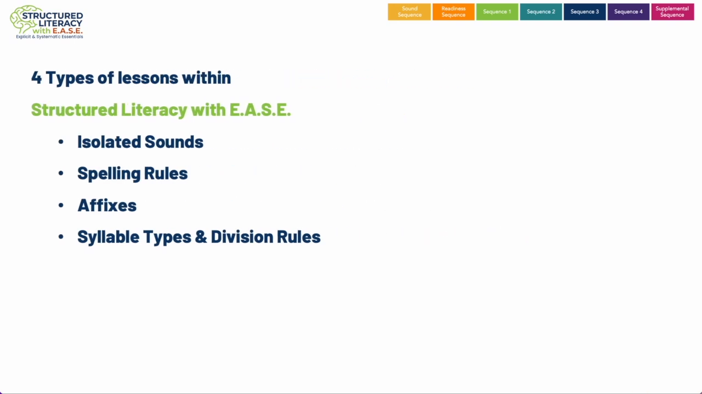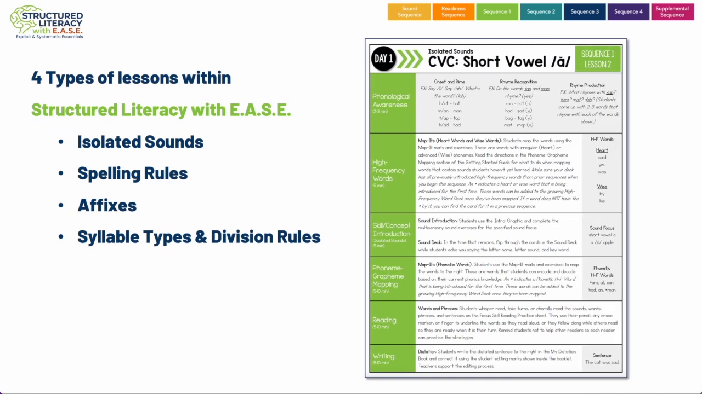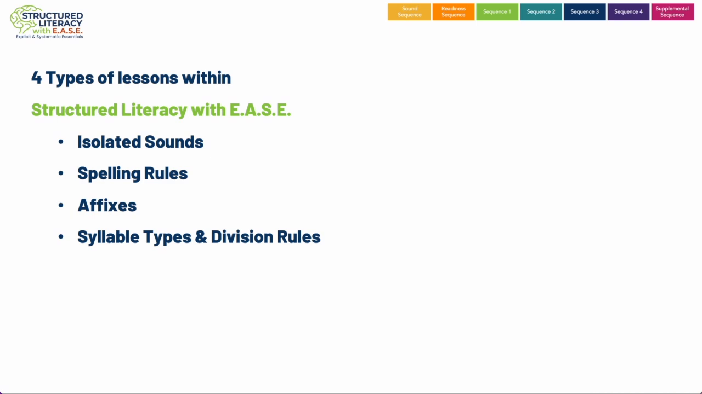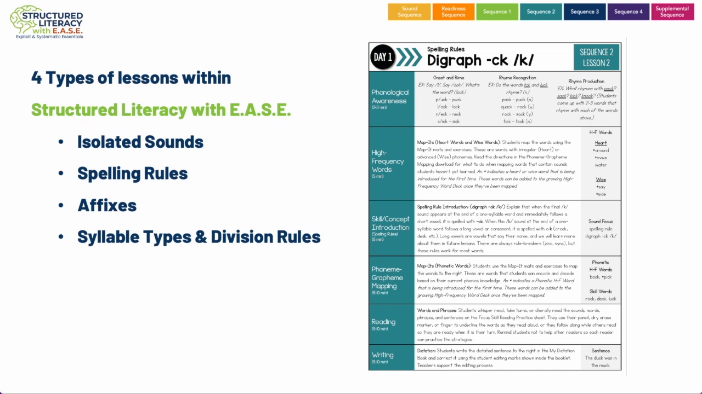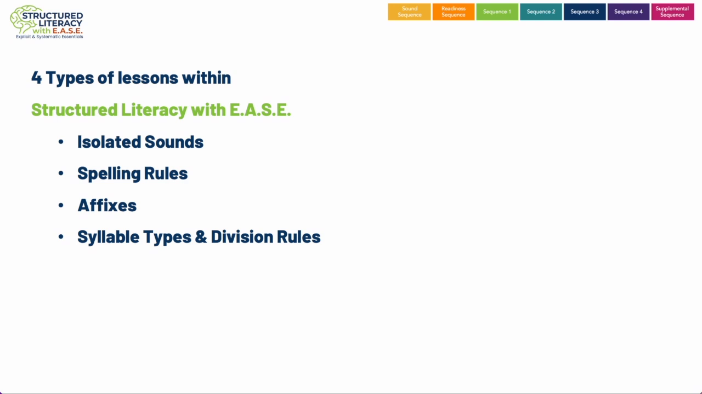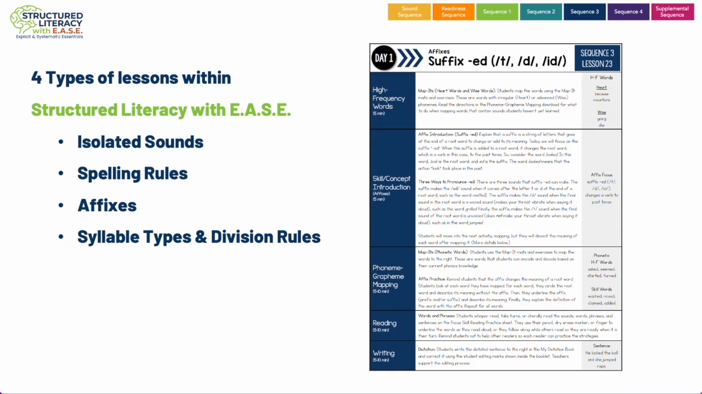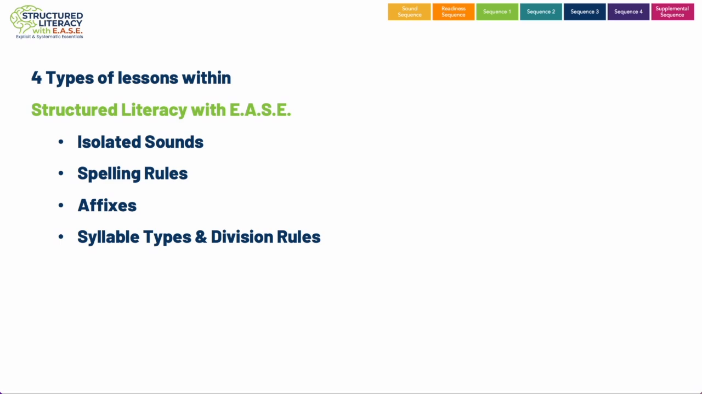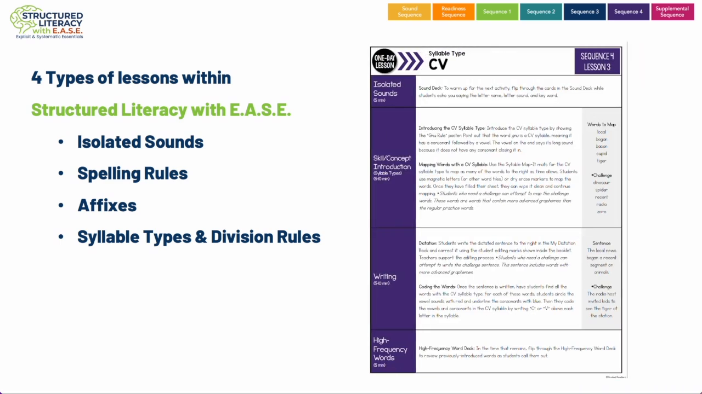Before we jump into the actual lesson, I just want to explain the 4 different types of lessons that are included in our Structured Literacy with Ease program. We have isolated sounds lessons. We have spelling rules lessons because we go over different spelling rules. We teach affixes, prefixes, and suffixes. And of course, we go into detail and have very specific lessons on syllable types and division rules as well. So those are the 4 different types of lessons that you will see in our program.